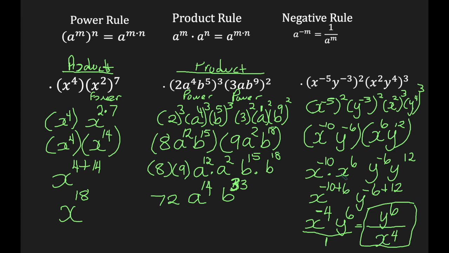I hope these examples have been helpful for you as we looked at the power rule, and we then blended the power rule with the negative rule. Then we blended the power rule with the product rule. And then we blended all three: power, product, and negative.